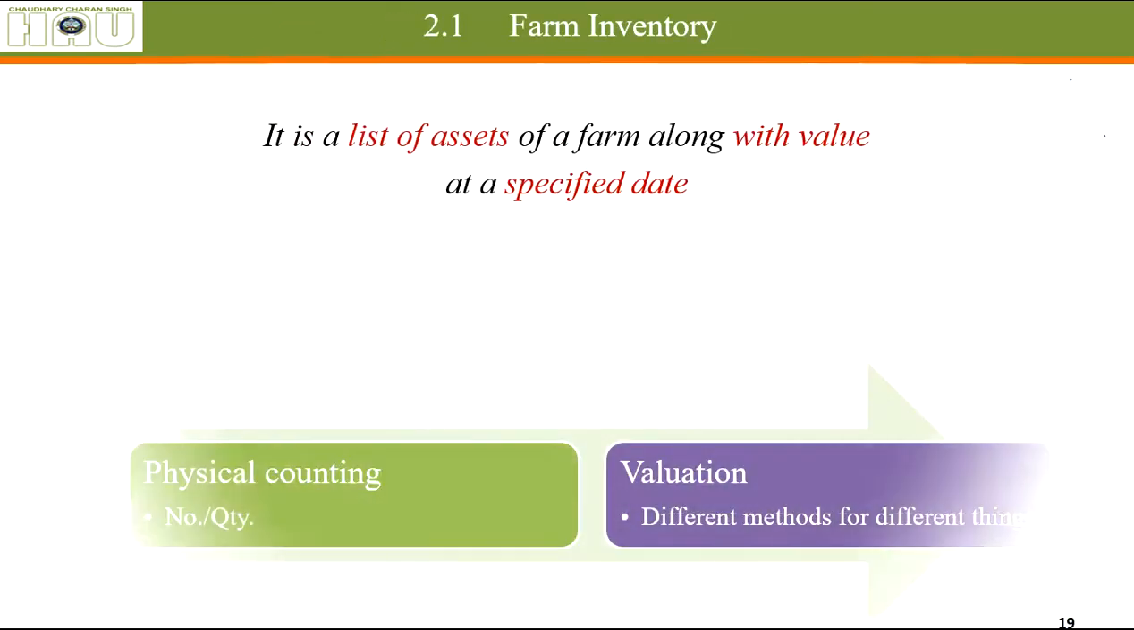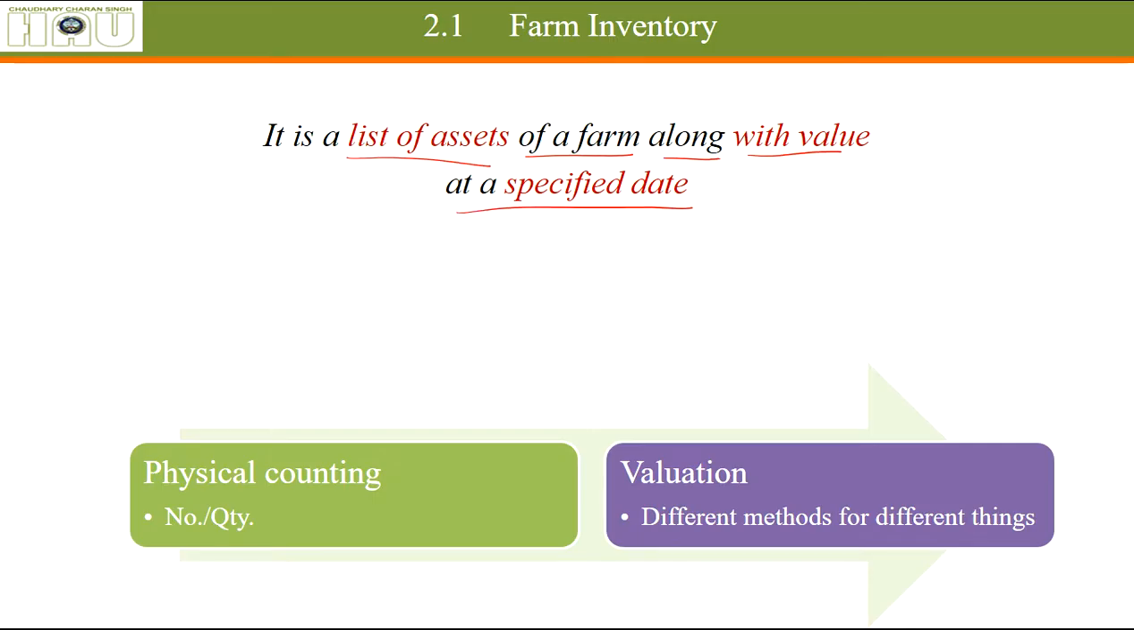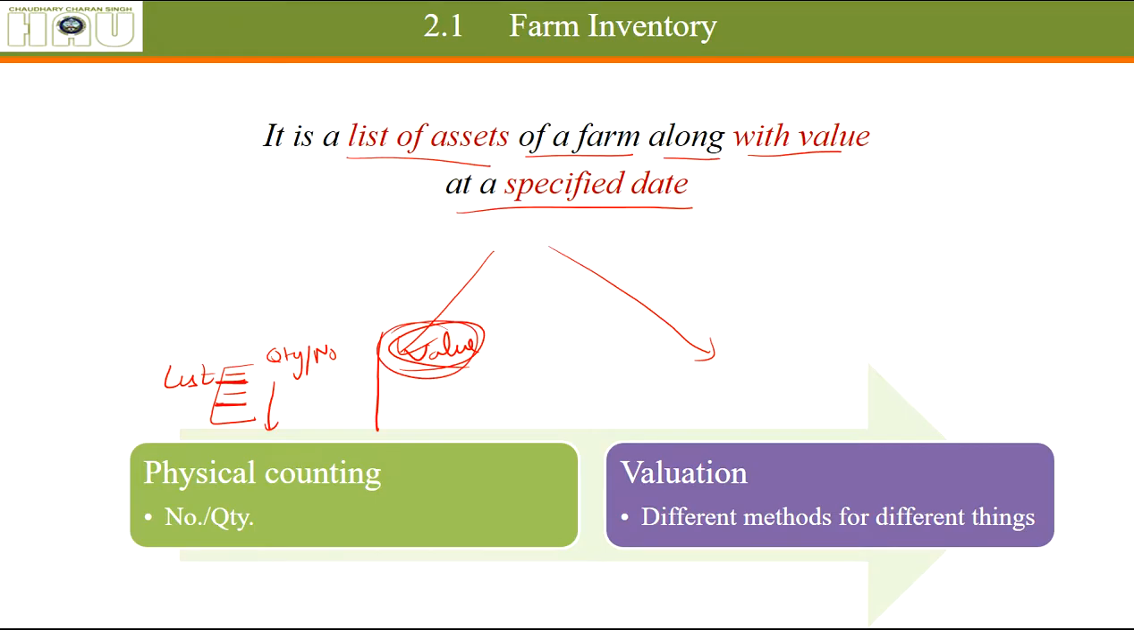Farm inventory is a list of assets of a farm along with their value at a specific date. It's simple, it's just a list, wherein there are two steps in making this farm inventory. First is making a list of different types of assets and their quantity, that is physical counting or number, and then comes the value. This is a little tricky part: how the valuation of different assets of a farm inventory is done. We'll be understanding this right now.